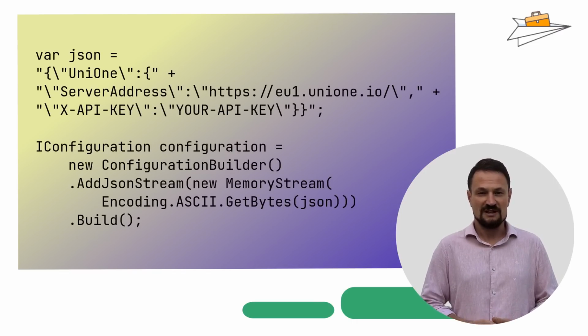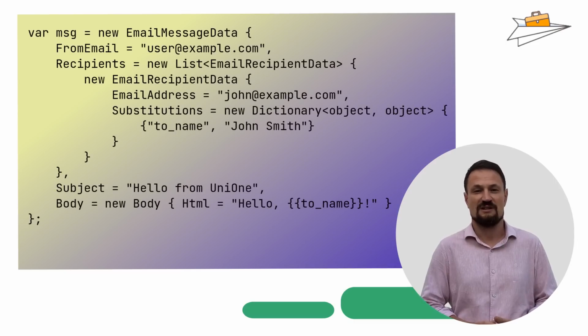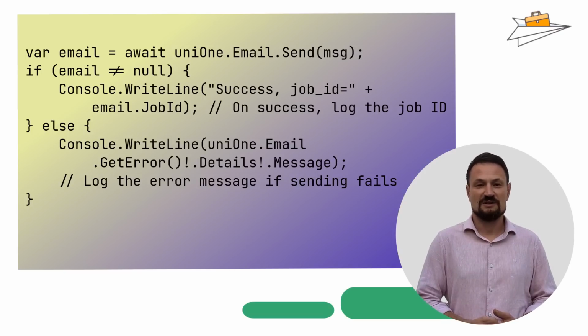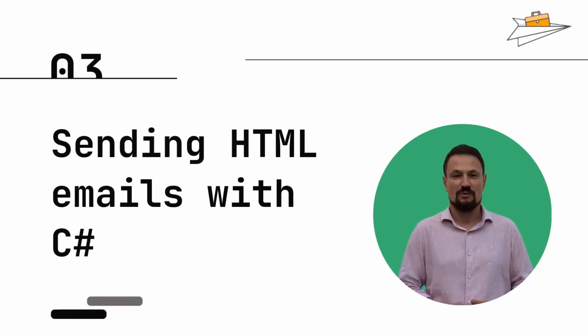Here's how to configure and send an email using UniOne's HTTP API. First of all, to send emails, you need to set up your application with the required credentials. Choose the server address EU or US, based on where you registered, and add your API key. Next, set up the email message by specifying the sender's email, recipient's email, subject, and message content. Finally, to send the email, you use the send method from the UniOne API client. Just like that, UniOne makes sending professional emails effortless. And we keep moving forward.